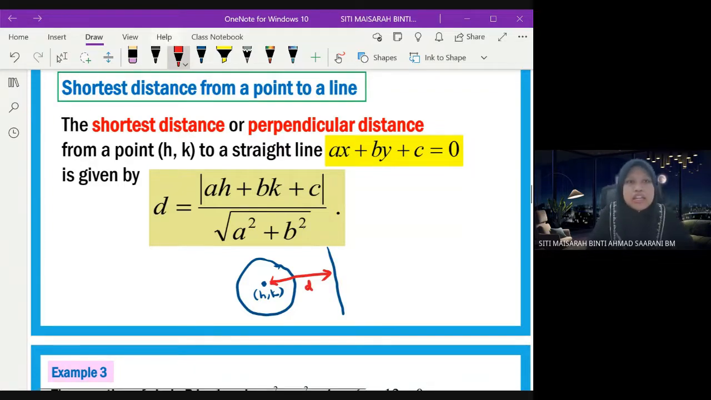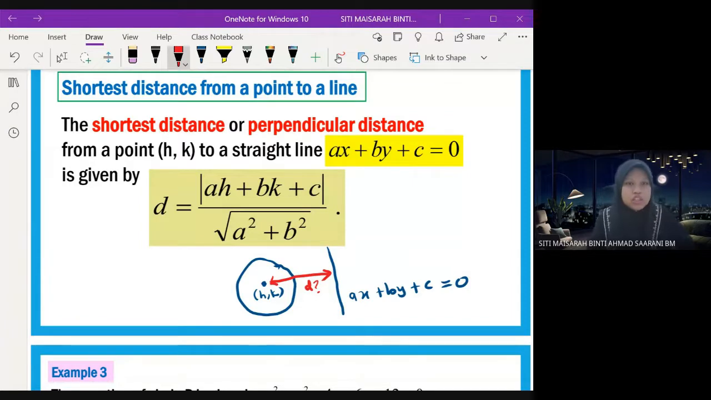Okay. Dan line ni equation dia akan bagi dalam bentuk sepatutnya lah. Kalau dia tak bagi bentuk tu awak kena buat. Dia mesti AX plus BY plus C is equal to 0. Contoh kalau dia bagi Y is equal to 5 minus 2X. So awak kena buat dia. Kena buat bagi jadi bentuk AX plus BY plus C is equal to 0. So then awak substitute dalam this formula lah. Kita boleh tahu A, B, C dan kita ada center HK. So then kita boleh cari shortest distance ya. Dalam case ni dia guna simbol D.